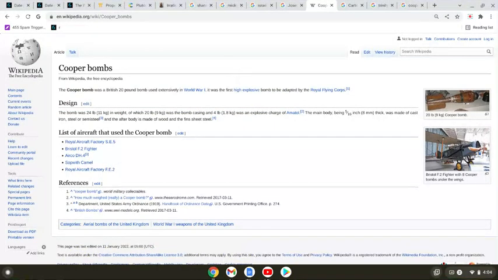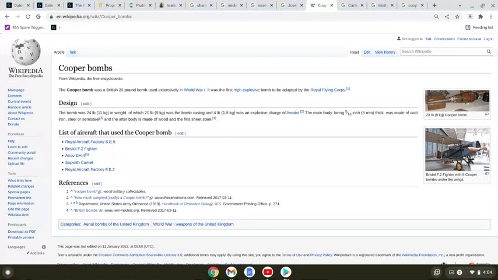This is something you can easily look up. It's called Cooper bombs. The Cooper bomb was a British 20-pound bomb used extensively in World War I. It was the first high explosive bomb to be adapted by the Royal Flying Corps. So it was on planes, guys. It's called the Cooper bomb. Cooper Kupp, winning Super Bowl MVP with the Rams. Mars, the god of war. His name equals 244, matched with plutonium.